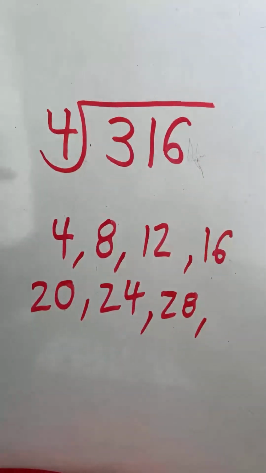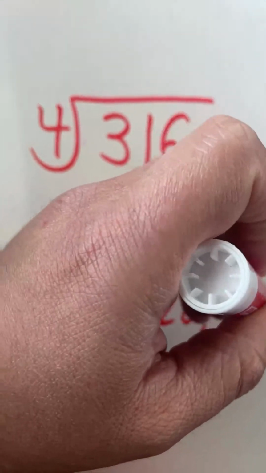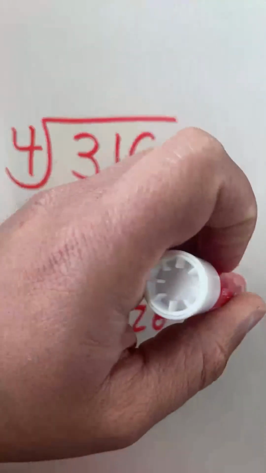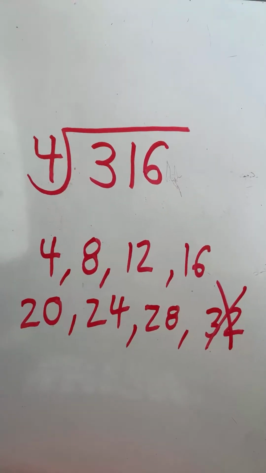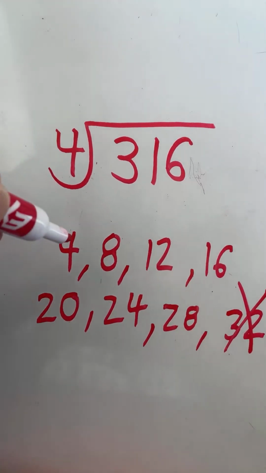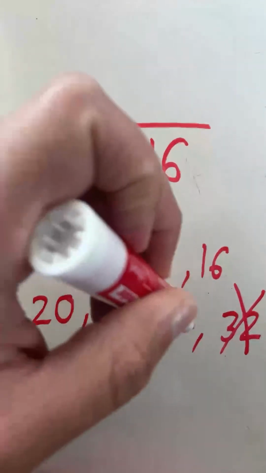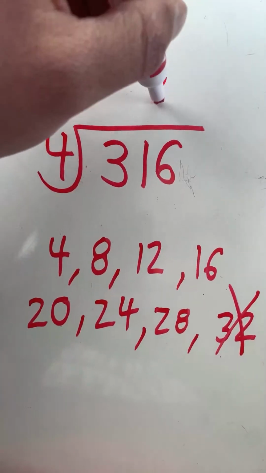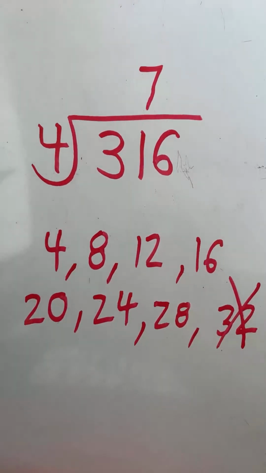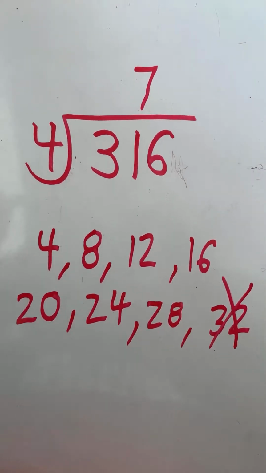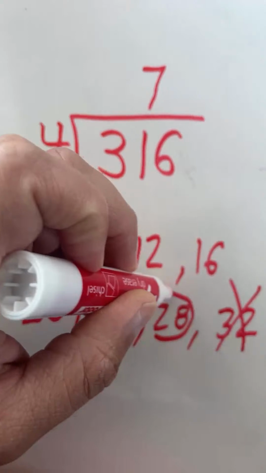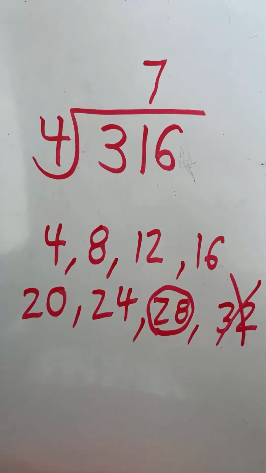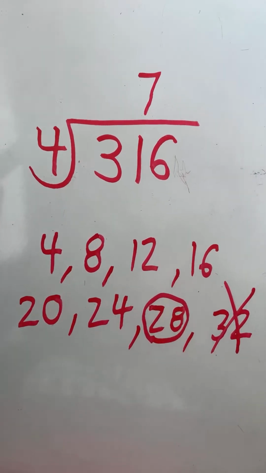Now, if I count by 4 again, I'll be past the number 31. I'll be at 32, and 32 is too far. But we were able to get 1, 2, 3, 4, 5, 6, 7 full groups of 4 within 31. The closest we could get to 31 without passing 31 was 28. So 28 is the number that we have to subtract to find our remainder.